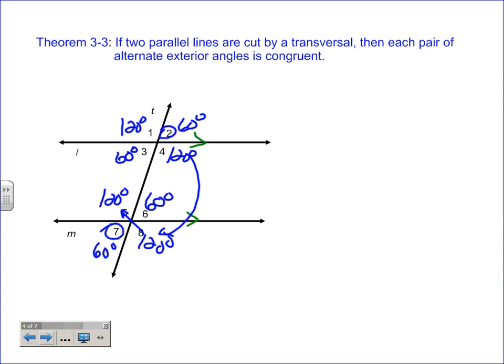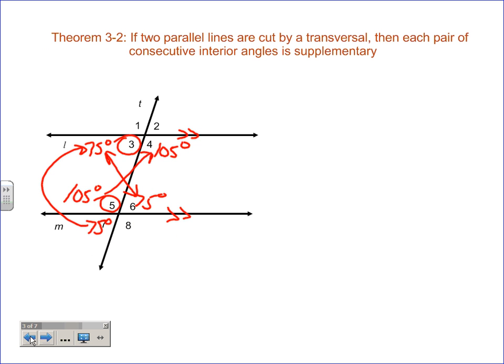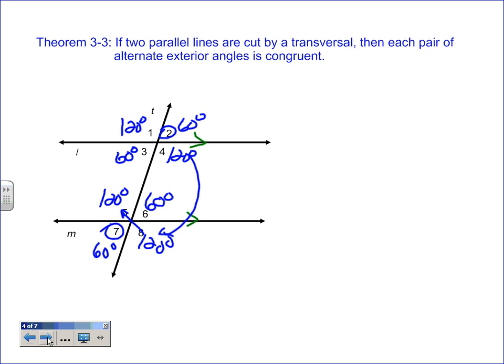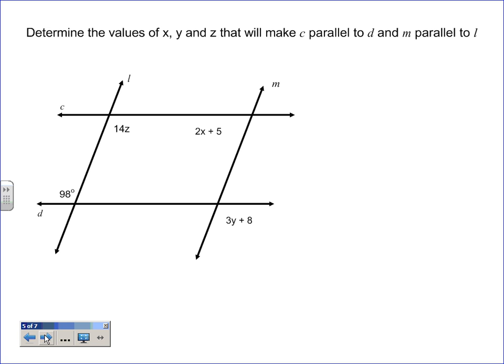All right? Any questions on that so far? Okay, so they all work together. But anyway, I guess probably the easiest way is to remember consecutive interiors are supplementary and the rest are congruent. But again, here's where things can get interesting when you start getting multiple lines. It can make things a little bit more complicated.